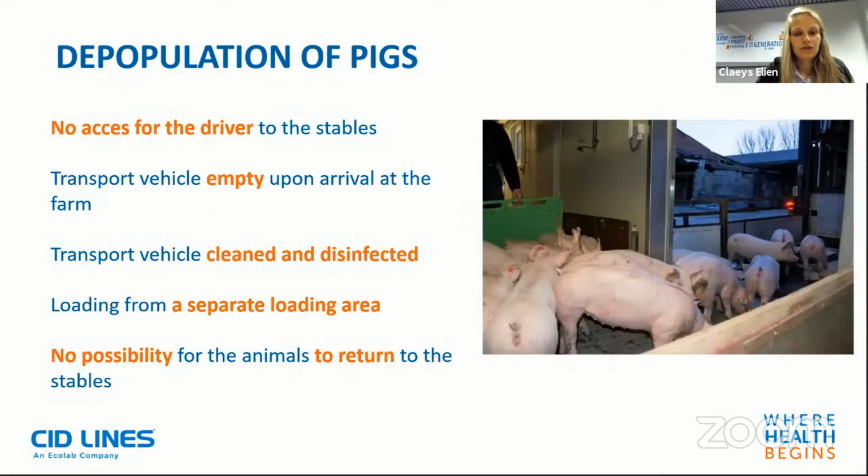Then the depopulation of the pigs, that's also an important one. The most optimal protocol is all in, all out. I know this is not always possible. So if you take out a part of the animals, if you know, for example, which animals are infected, make sure that you remove them as early as possible. And make sure that you do it in a proper way and that you keep in mind to really clean and disinfect well before having healthy animals in the same places.